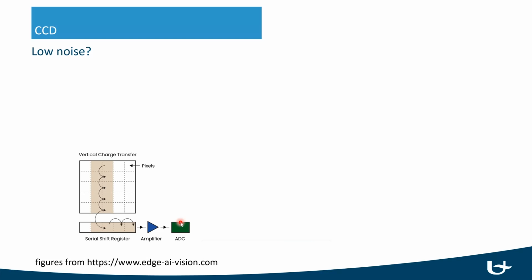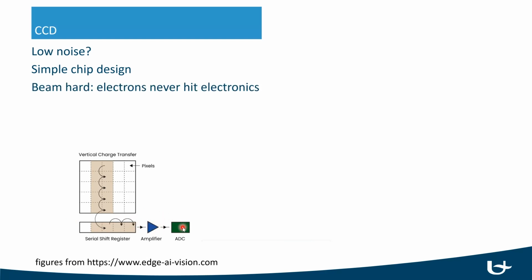CCDs are claimed to be low noise, but I'm not sure in the current landscape this is still really a defining difference. They are a fairly simple chip design because the pixels themselves only need to contain this kind of shift register. There is no real electronics going on in the pixels. The only electronics is here in the part where there needs to be a fast amplifier and analog to digital converter. They are quite beam hard because the electrons never really hit the electronics, but only hit the electrodes that make up the shift register.